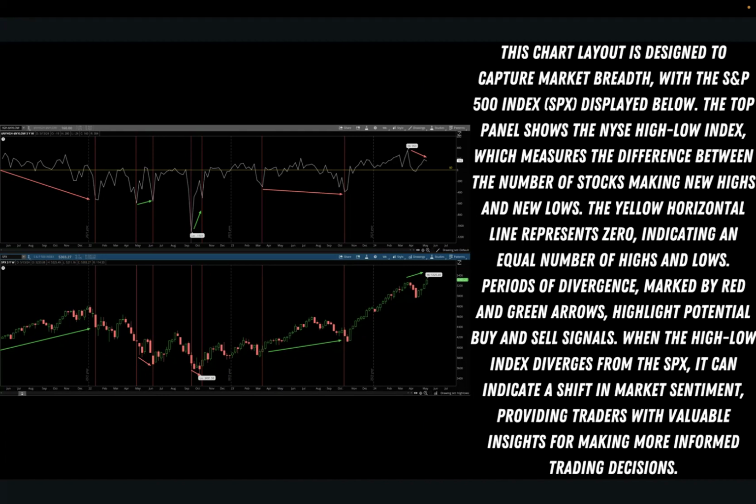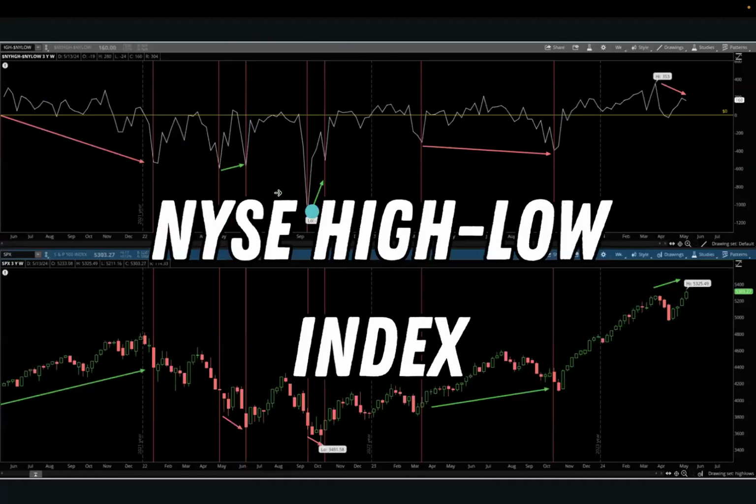Now, if that was a little too complicated for you to understand, let me try to break it down even simpler. What we're going to do is take a look at what the high-low index is doing on the top here. We're not going to specifically measure the exact levels that we're trading at, but more what is the trend here? We've got the high-low index on the top, and the S&P 500 index on the bottom. We see we're in a clear uptrend here, making higher lows, higher highs.